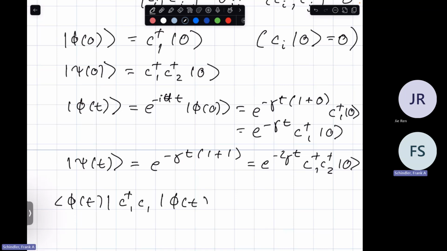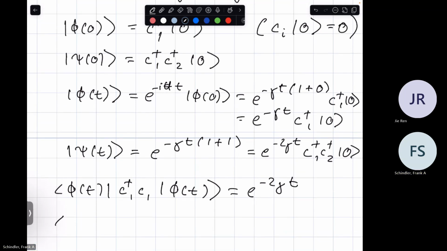You see where the problem comes in. That guy goes like e to the minus 2 gamma t, because I have e to the minus gamma t from the left and from the right, and they don't cancel because it's real. It's a real number now. Normally this kind of stuff cancels because you have a phase factor that cancels from left and right and a bra-ket.